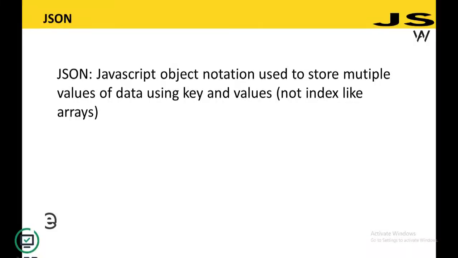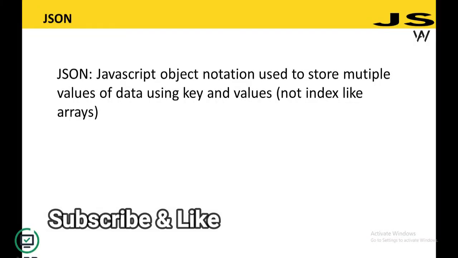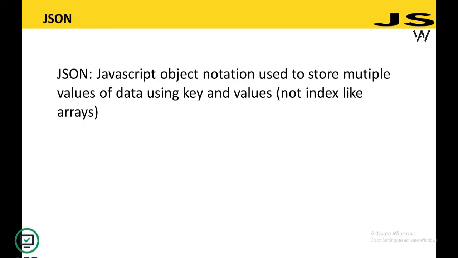We'll talk about one of the important concepts in JavaScript, and it is used so much in web development. JSON is JavaScript Object Notation, used to store multiple values of data using keys and values, not an index-less array. Okay, so this is just the theory. We will see an example.